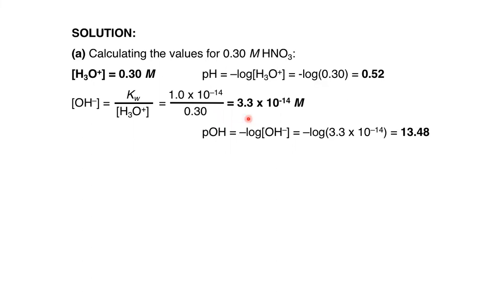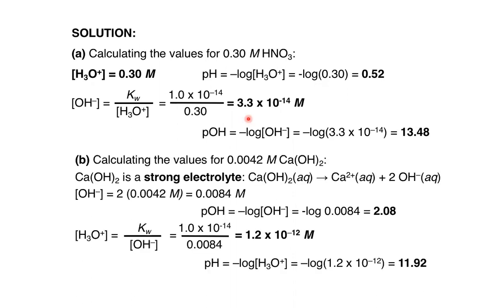Then we can plug that into our pOH calculation. So pOH is going to be equal to minus log to the base 10 of the hydroxide concentration. And so that's going to be equal to minus log 3.3 times 10 to the minus 14, which will give us a pOH of 13.48, indicating we have a very acidic solution.